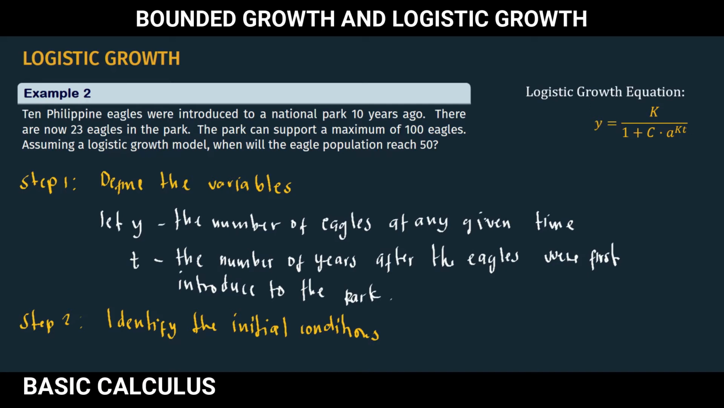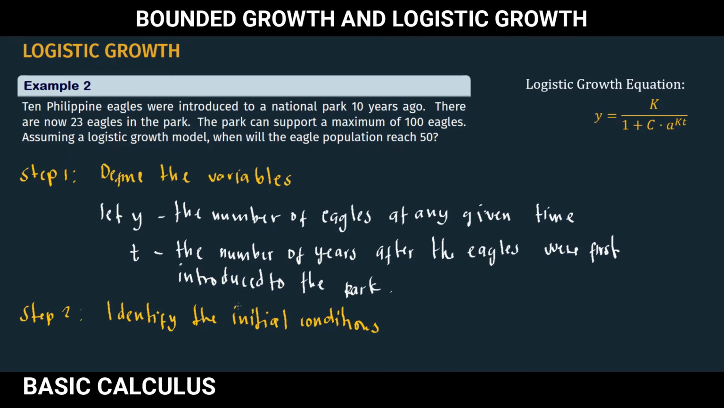Now based on the problem, since we have 10 Philippine eagles that were introduced to a national park 10 years ago, that means the original number of Philippine eagles in the park is 10. So at t is equal to 0, the number of Philippine eagles is 10. That is y is equal to 10. So this is our first initial condition.